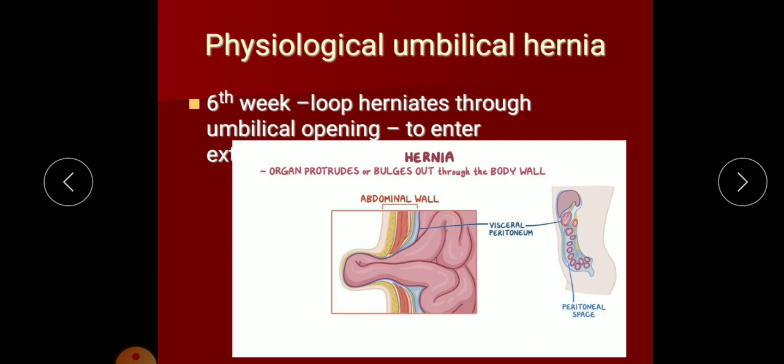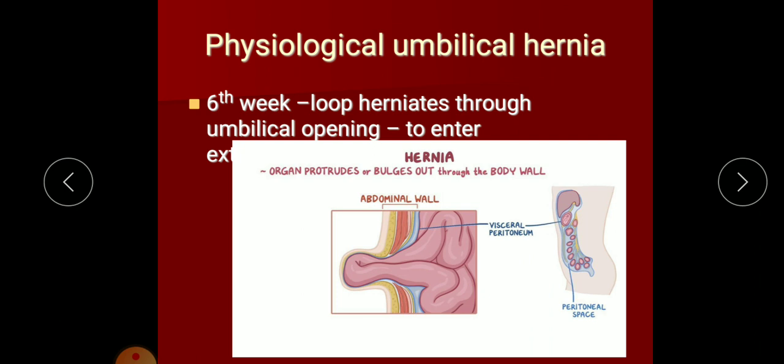Now you should be familiar with a term, physiological umbilical hernia. Look at that word. It is physiological, not at all pathological, not at all abnormal. It is a normal thing that you see in every fetus. So what is it? By approximately the 6th week of intrauterine life, the abdominal cavity of the fetus will be very small.